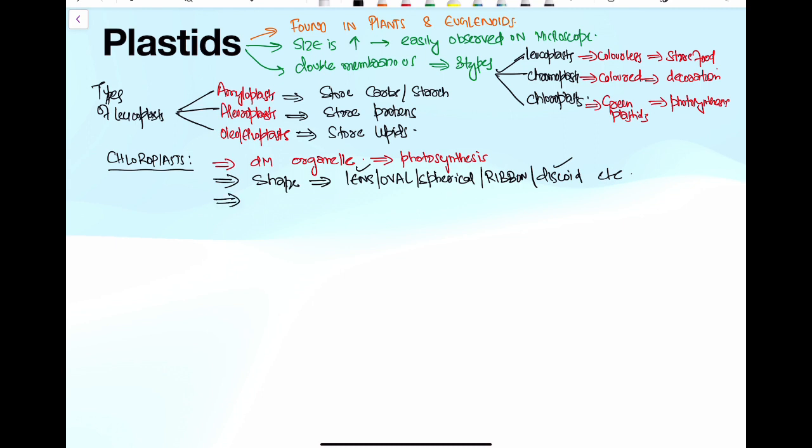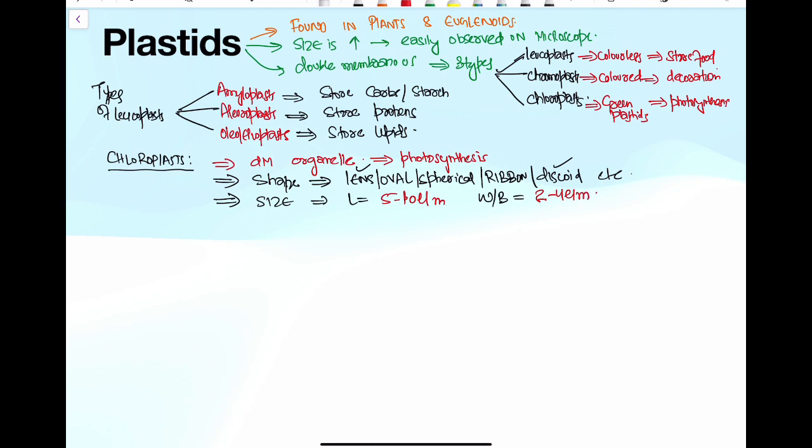Now if we talk about the size of chloroplasts, the length is 5 to 10 micrometer. Again, it's a very large size compared to other organelles. And the width or breadth is about 2 to 4 micrometer.